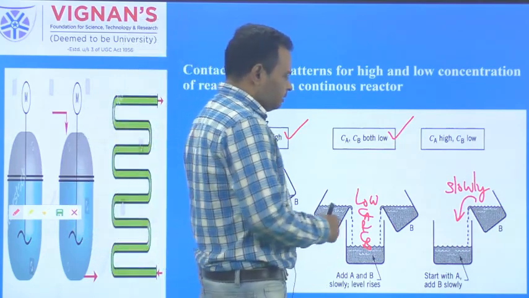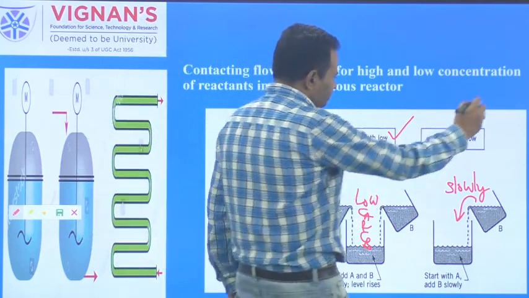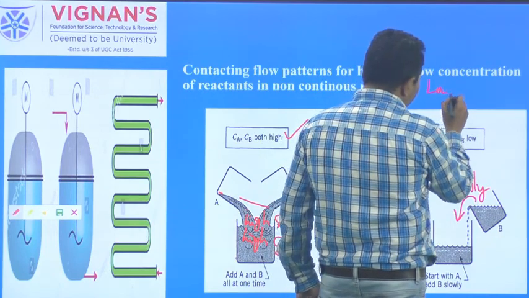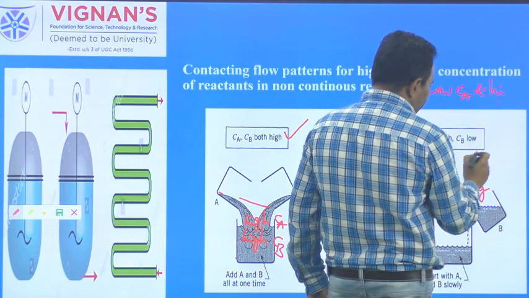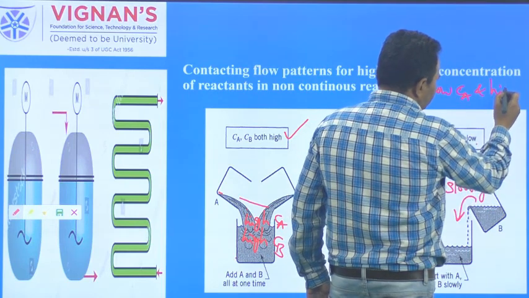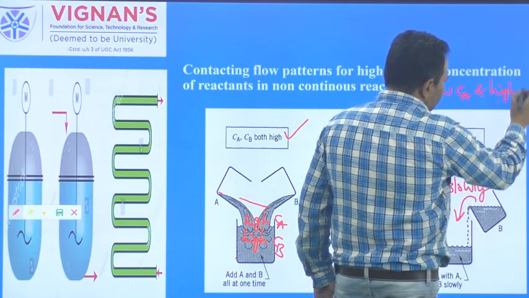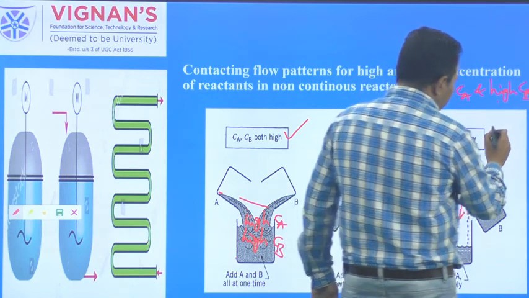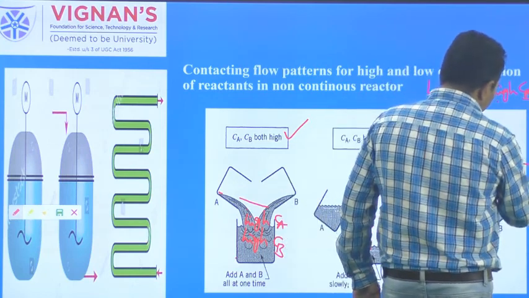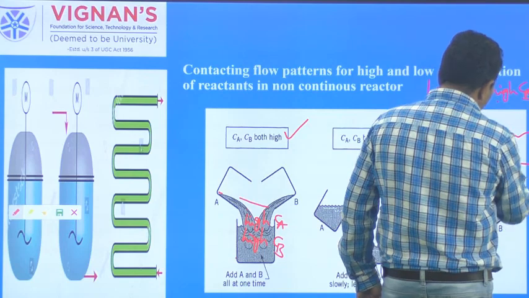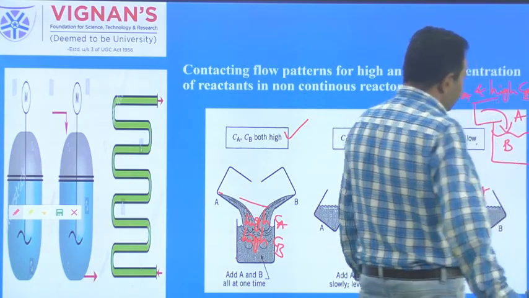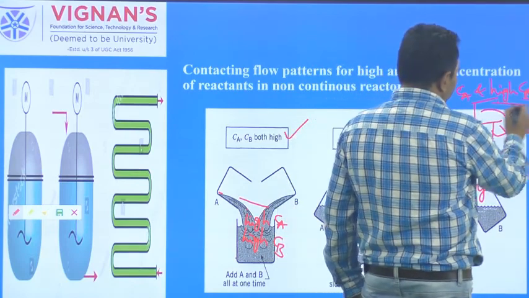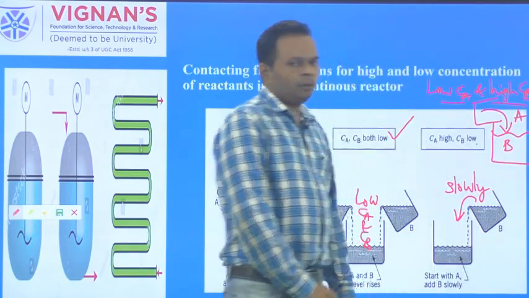And sometimes there is a fourth case also, to maintain low Ca and high Cb. How can you maintain it? This is exactly the reverse of the third case. Initially take the bulk B into the reactor, and add A slowly. When you add A slowly, we can maintain high Cb and low Ca. This is the fourth case.